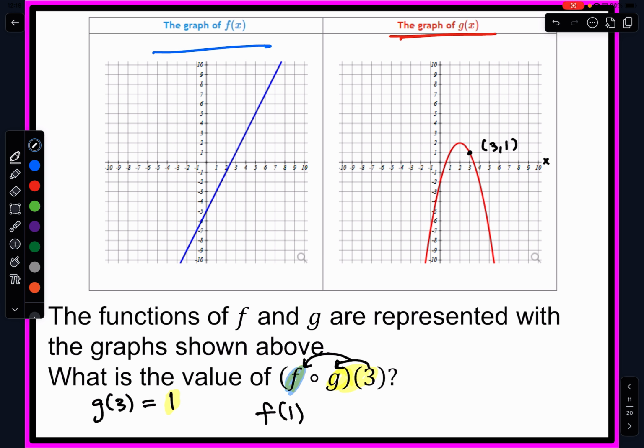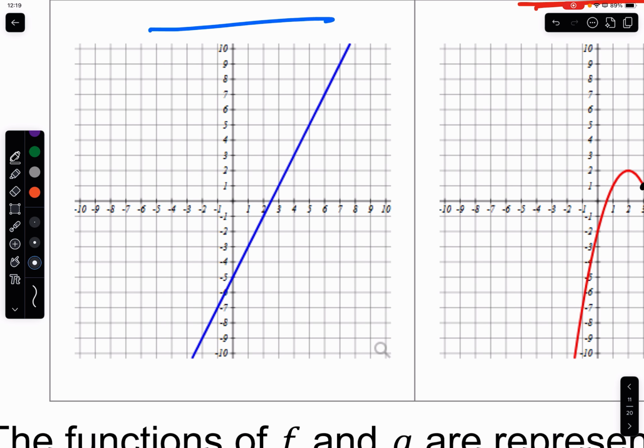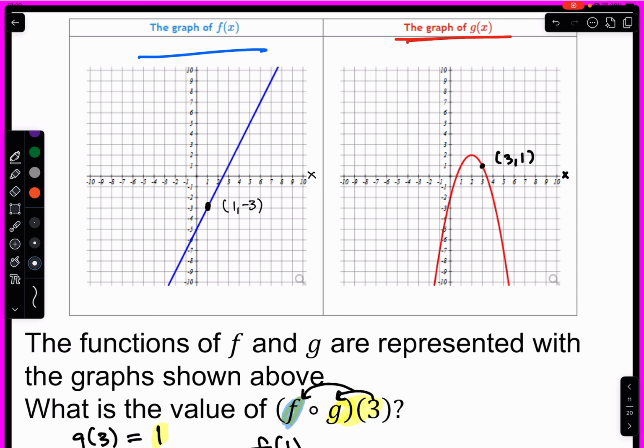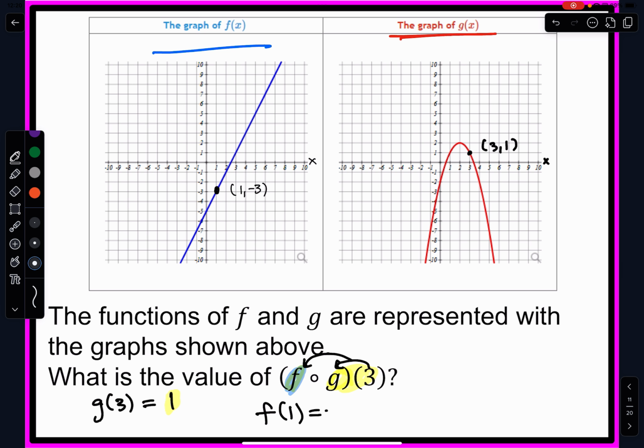Same idea, now we're going to look at the function on the left side, f. Look along the x-axis, find where x equals 1, which is right here, and we see that when x is equal to 1, the graph has a y value of -3. So the output value here, -3, is the composition of the entire thing. So f∘g of 3 is -3.